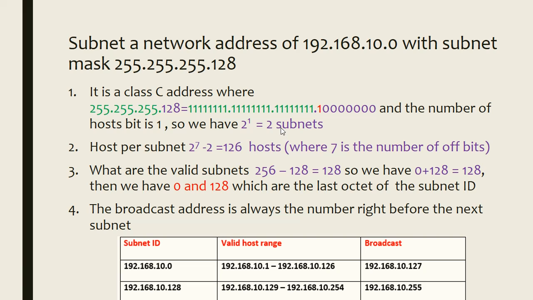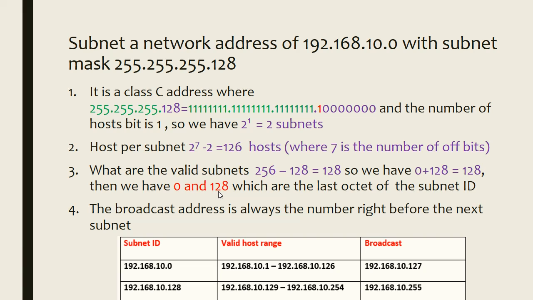Now in these two subnets, each one is going to have 126 hosts. Now what are the valid subnets you have? I'm going to subtract 128, which is the last octet, from 256, and I'm going to have 128. So that means I'm having two subnets here: the 0 subnet and the 128 subnet.